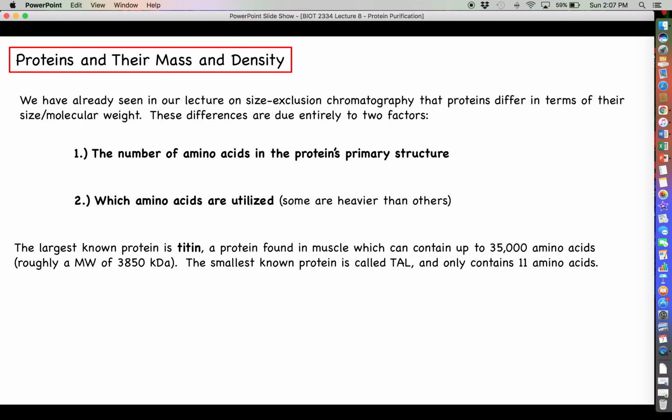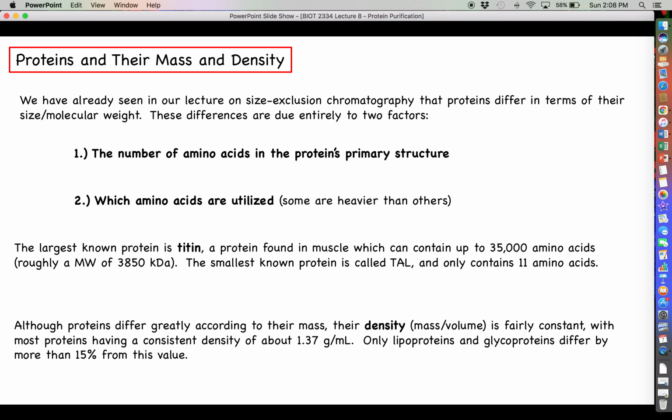And then if you look at the opposite side of the spectrum, the smallest known actual protein that folds into a shape is called TAL, and it only contains 11 amino acids. So you can see here that even though proteins are made of the same stuff, they're all made of amino acids being chained together by peptide bonds, they very much run a very wide spectrum in terms of how big they are and how many amino acids they contain.